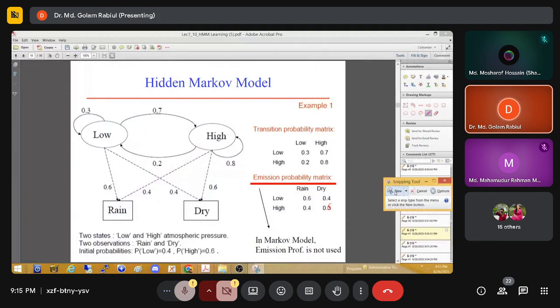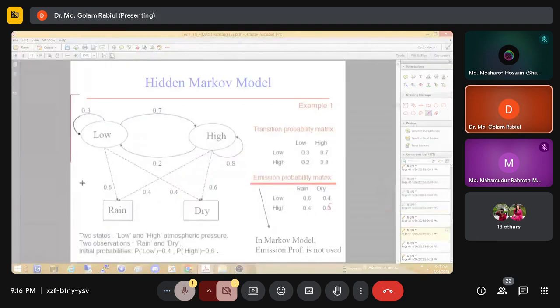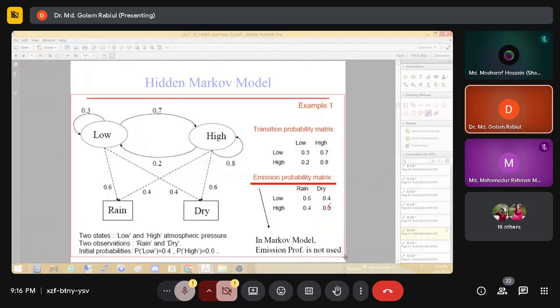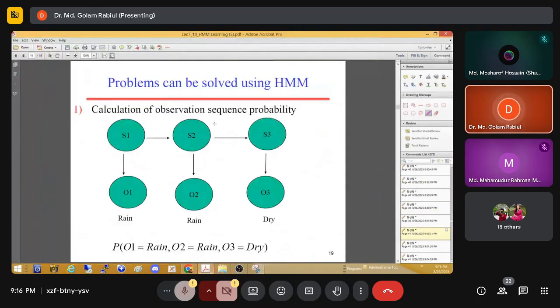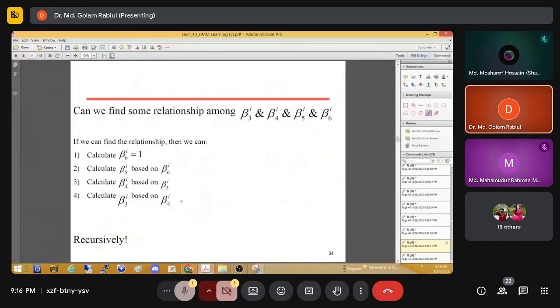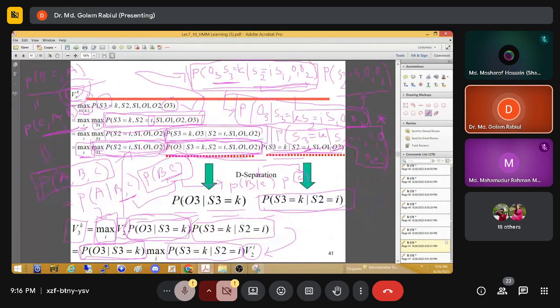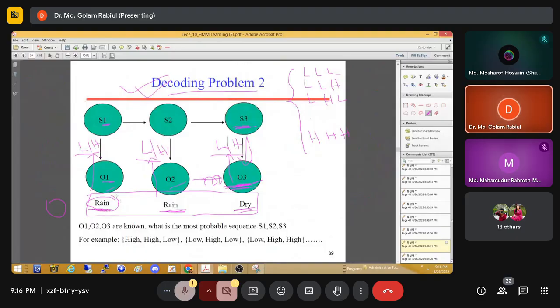I want to copy it first. Okay. So based on this model, we want to find out the probability of rain, rain and dry. What will be the observation sequence for that? Rain, rain and dry.